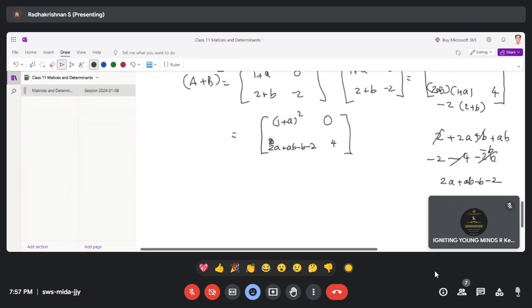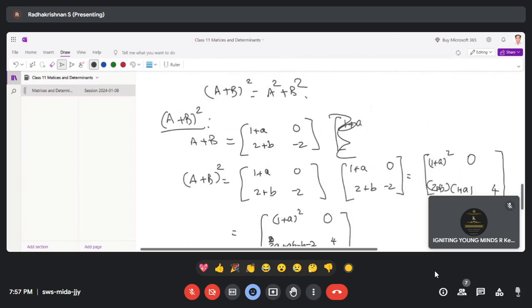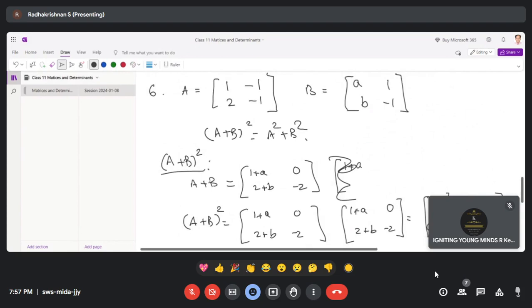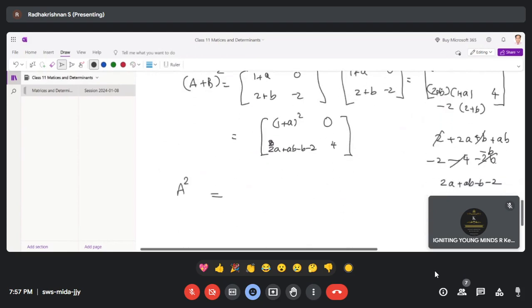Now let's find out A square. A square will be 1 minus 1, 2 minus 1, into 1 minus 1, 2 minus 1.